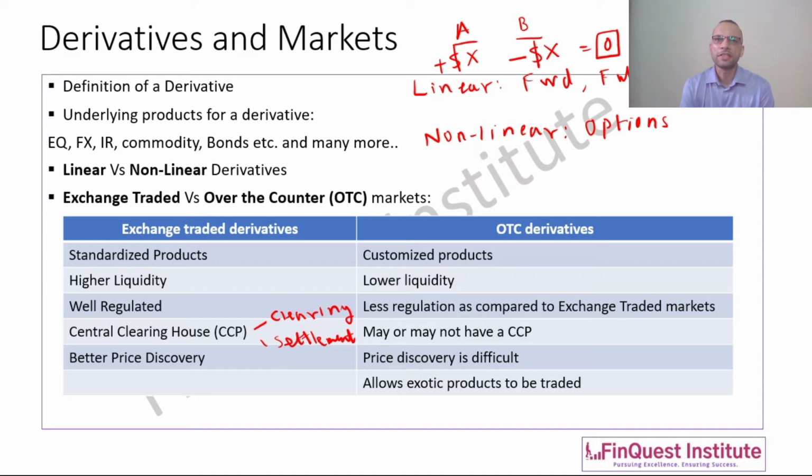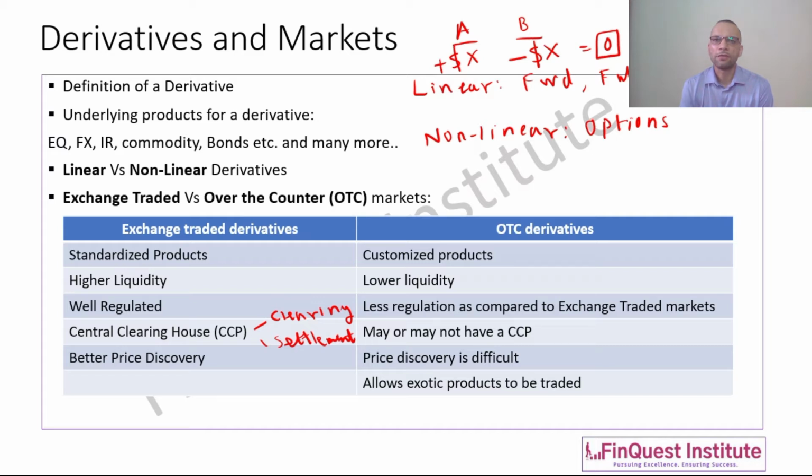Then the amount of regulation which is there for an OTC derivative is lower as compared to the exchange traded ones. Then there may or may not be a central clearinghouse for an OTC trade. However, post 2008, the growing trend in the market is to have more and more of OTC transactions on a central clearinghouse. So large CCPs globally like LCH ClearNet or Euroclear, these are two prominent ones which provide CCP services globally. The price discovery for OTC products is difficult. So depending upon the degree of customization that has gone into a product, price discovery can become a challenge.